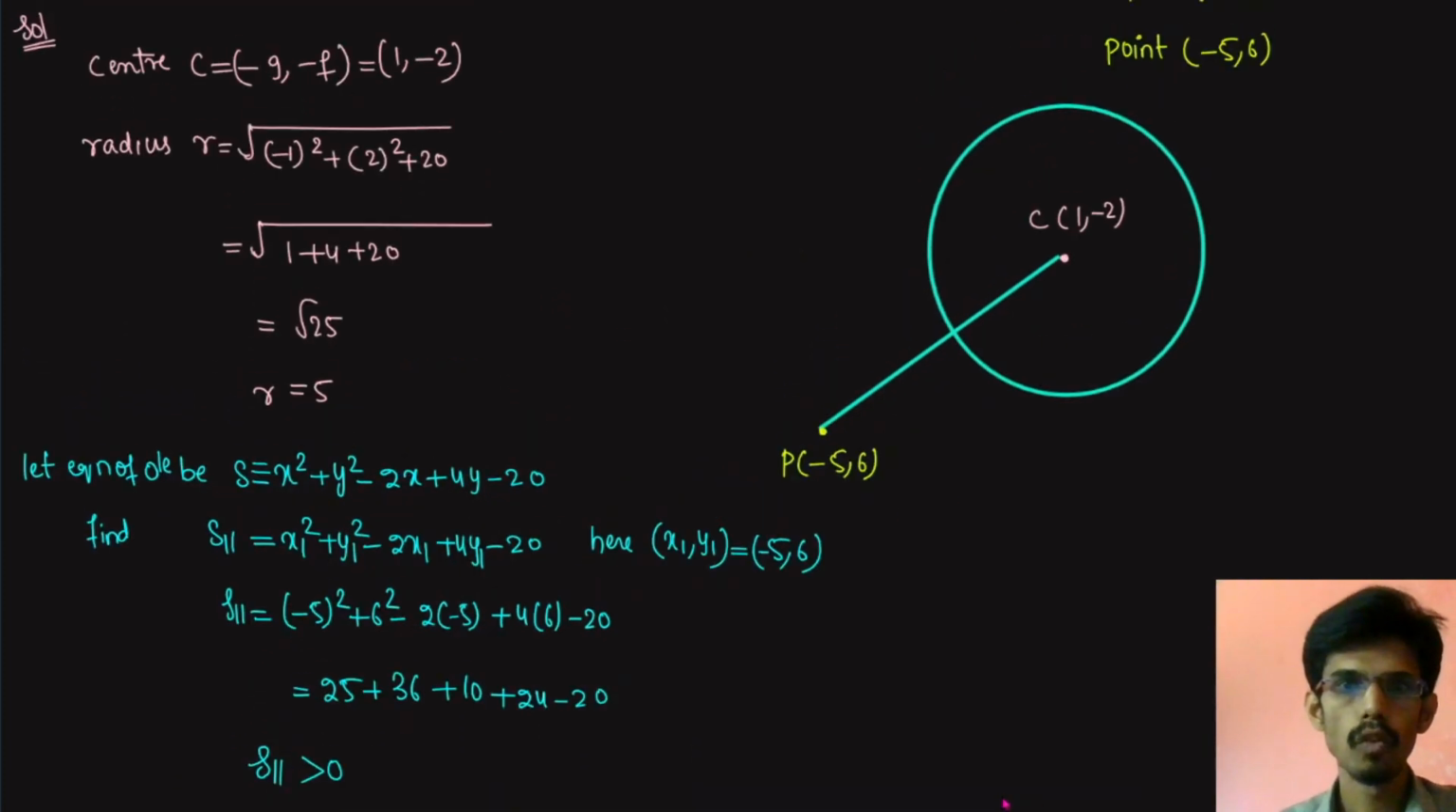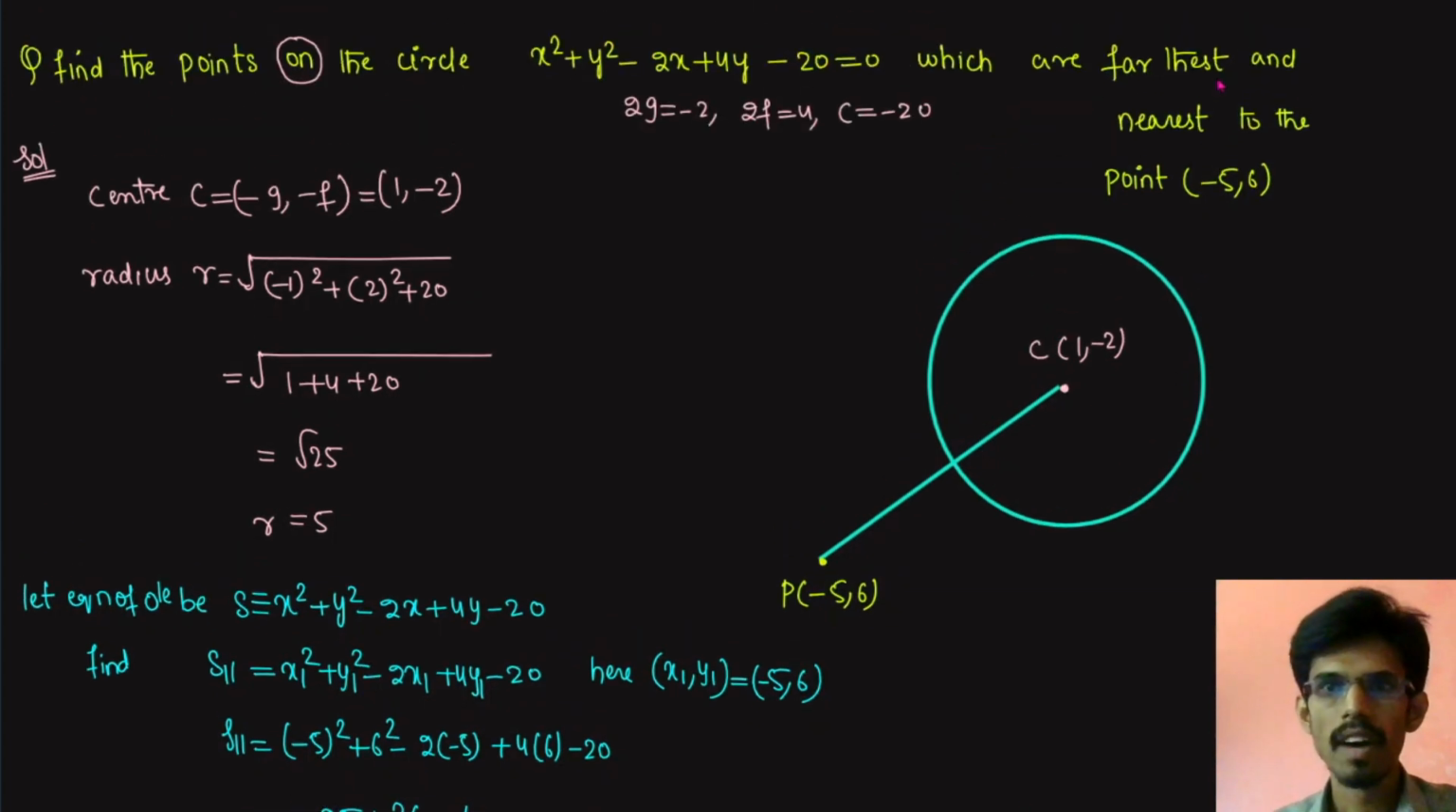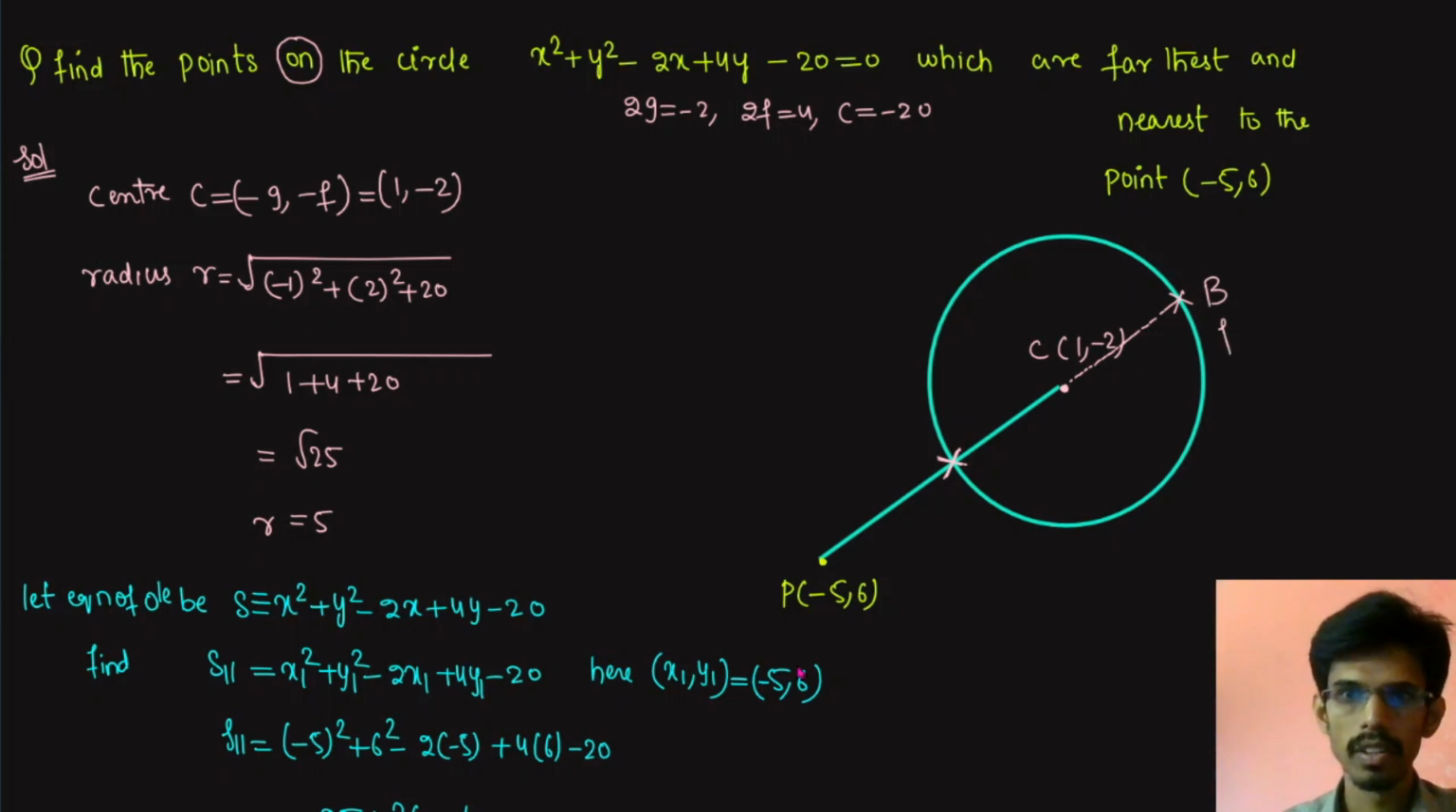Now I want the farthest and nearest point on the circle. He said find the points on the circle. So on the circle we have one point here and one point here. If I extend this line, the other point will be here. This will be the farthest point. This is the far point and this is the near point. We want these 2 points on the circle.